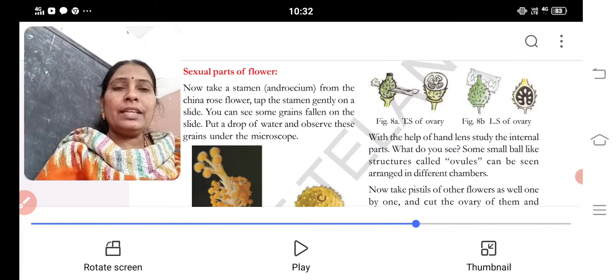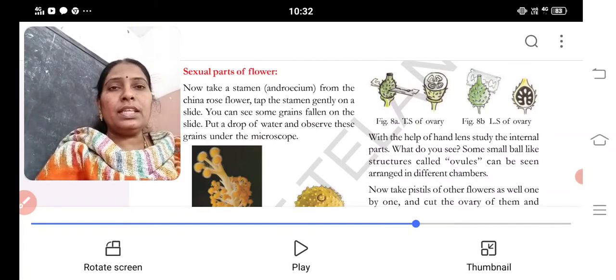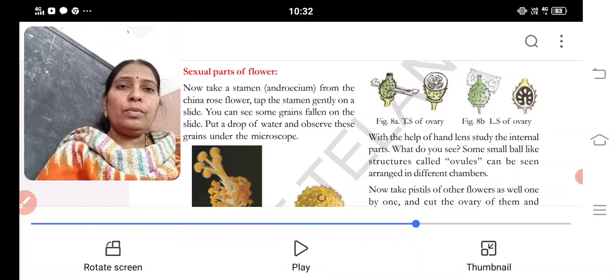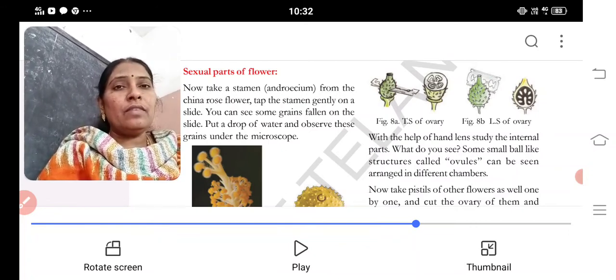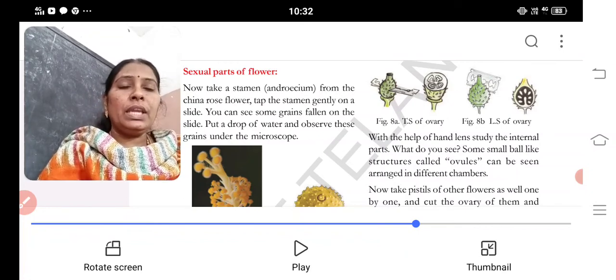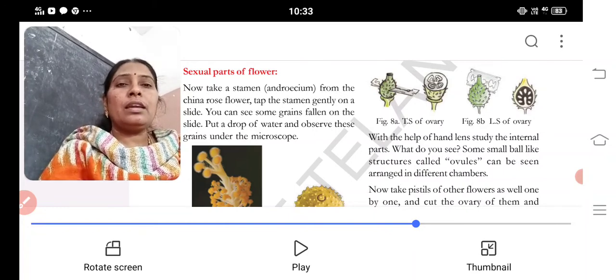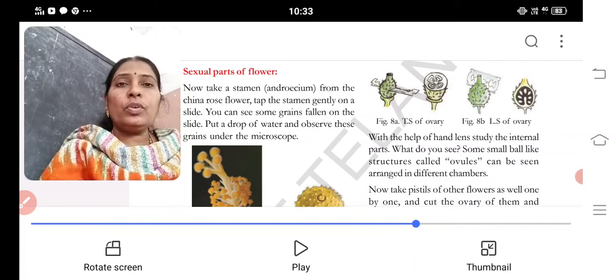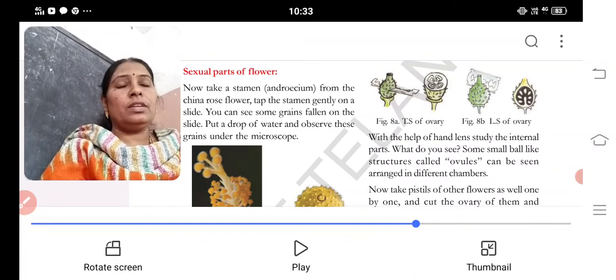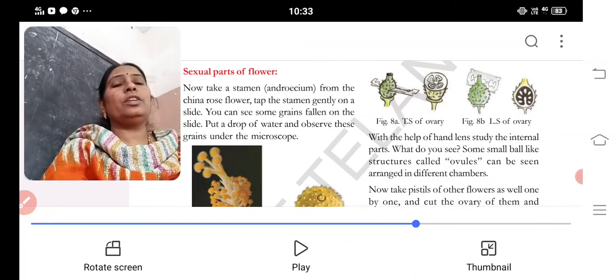In reproduction in plants, the flower is the reproductive part. In that we have the stamens, which are said to be the male reproductive part. The pistil is said to be the female reproductive part. In some flowers we get male and female parts in a single flower. In some plants we get male and female parts in different flowers. How do we identify stamens and pistils? The pictures are given. With that you can identify what is a pistil and what is a stamen, and collect different flowers and observe the reproductive parts of those plants.